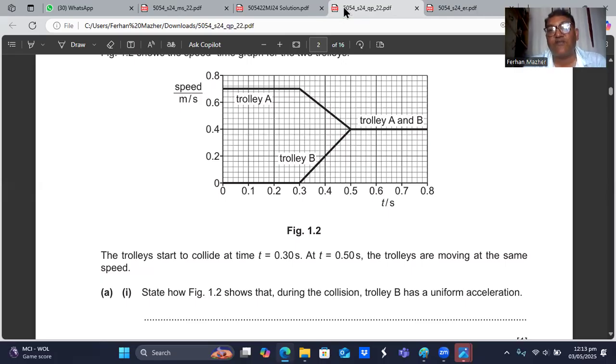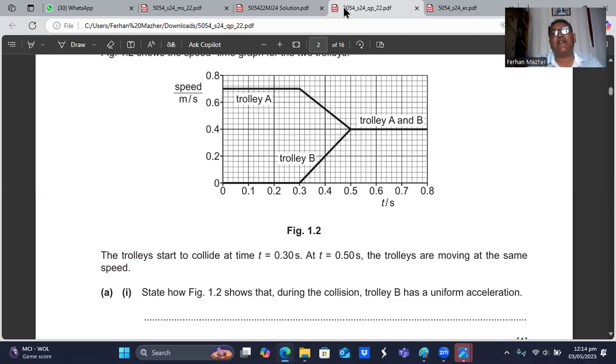So there's a change of 0.4 velocity in 0.2 seconds. But for trolley A, in the same time duration, in 0.2 seconds, the change in the speed is only 0.3 meter per second. So you can see in the same time duration, trolley A has a change of 0.3 meter per second in the velocity, and trolley B has a 0.4 meter per second change in the velocity. So trolley B has more acceleration.